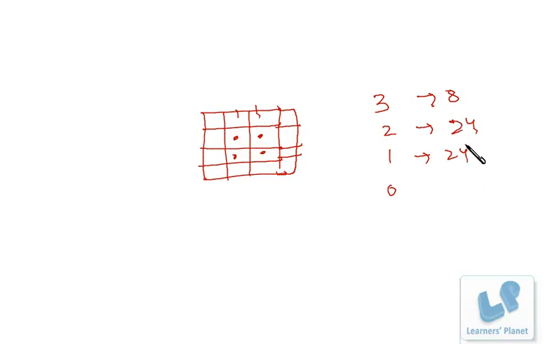Out of total 64, this is 24 plus 24, 48. 48 plus 8 is 56. So 8 pieces will have no color at all. Okay, so this way you can quickly calculate them.